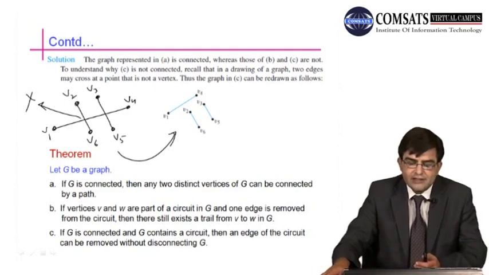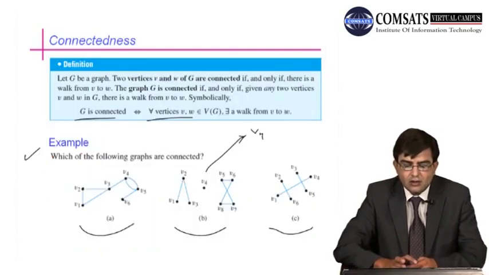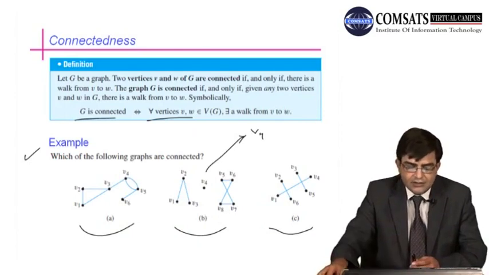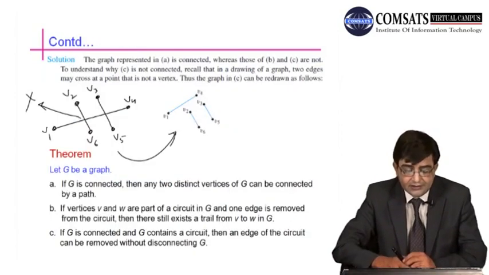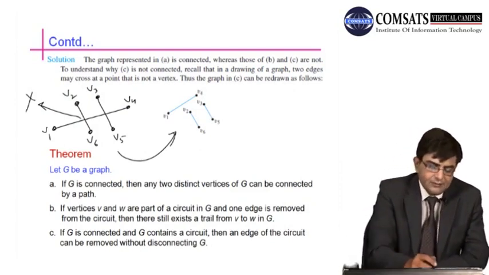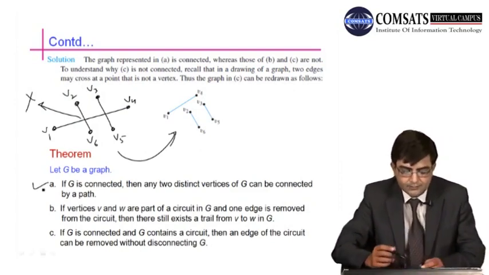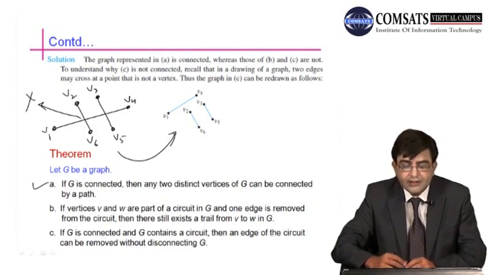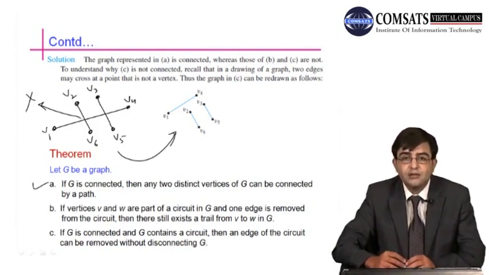So this is how we can check the connectedness of the graphs. Now there is a result relating to connectedness, which is a theorem. Let G be a graph. I don't include here the proof of this theorem. You can see the proof of the theorem in the book of Discrete Mathematics by Susanna.